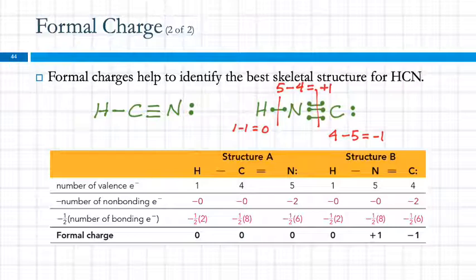Now, if I add up those formal charges, do they add up to 0? Yeah. 0 and +1 and -1 adds up to 0, which is the charge on this. It's a neutral molecule. So I probably did the formal charges correctly. So we'll leave that one alone, and let's go do the other one.